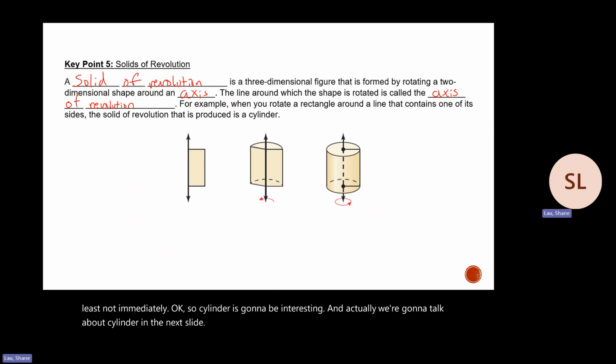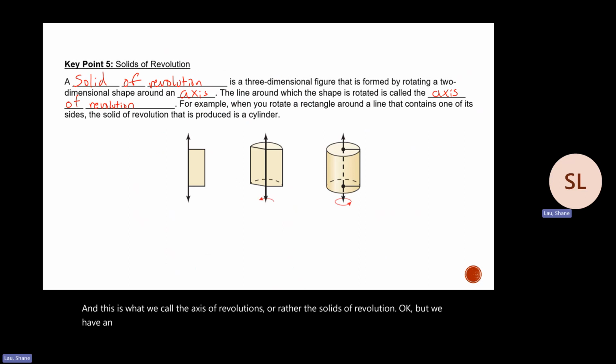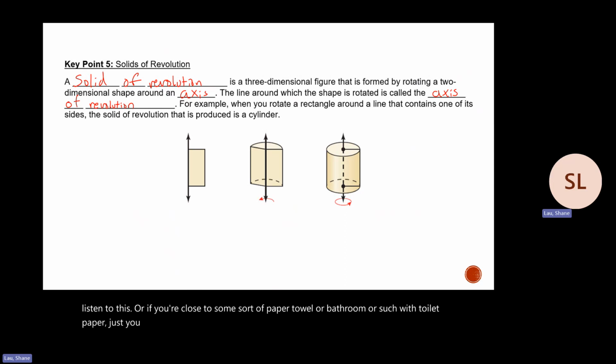And this is what we call the axis of revolution, or rather the solids of revolution. Okay, but we have that axis of revolution here. And so essentially, if you're at your house listening to this, or close to some sort of paper towel or toilet paper, just take a piece off and really look at what it actually is.